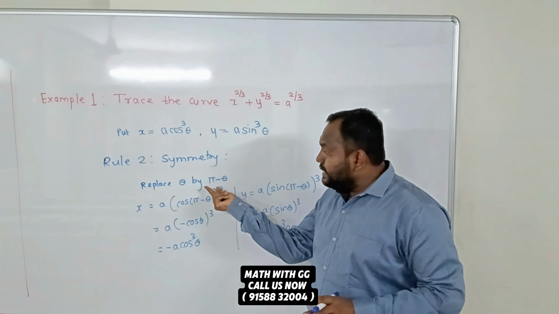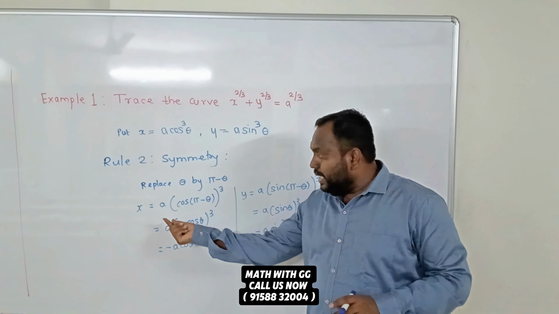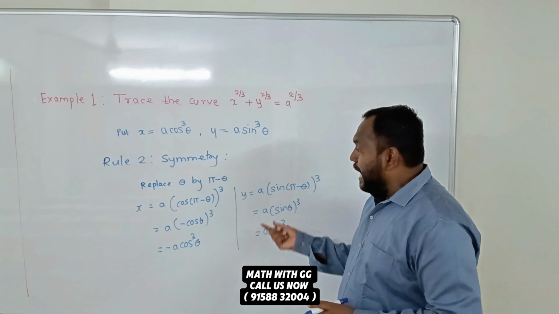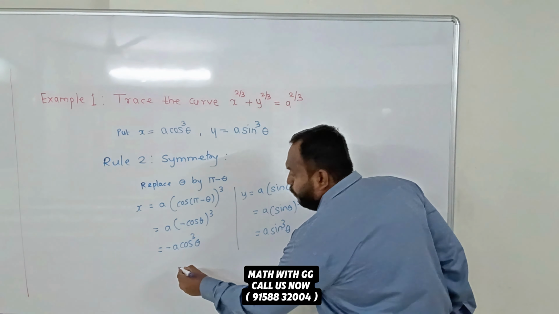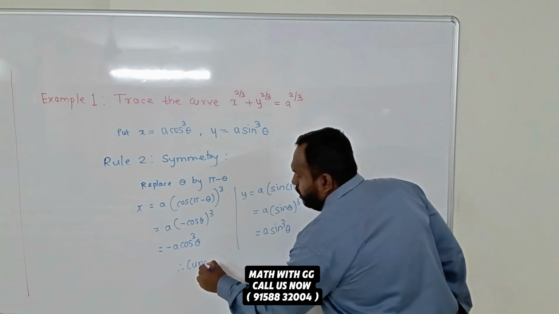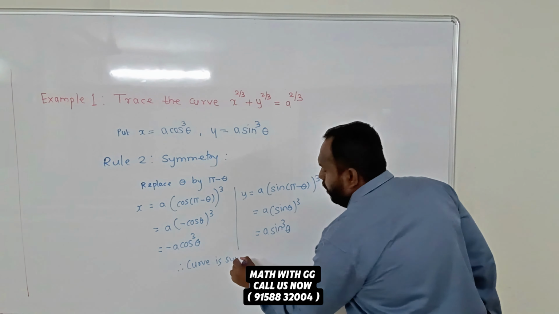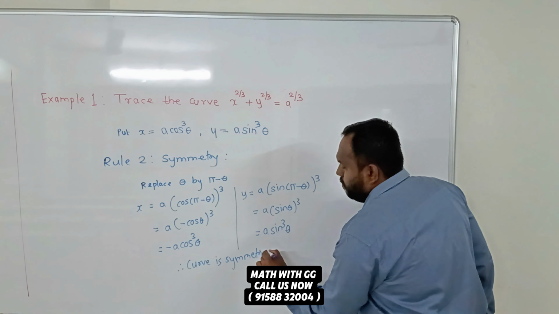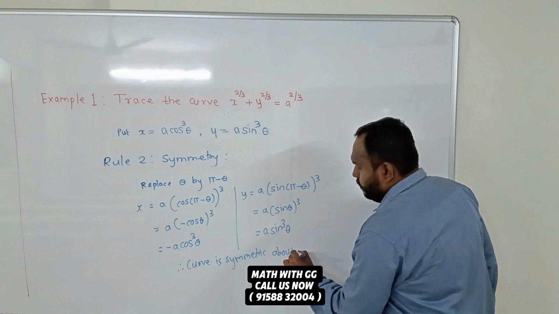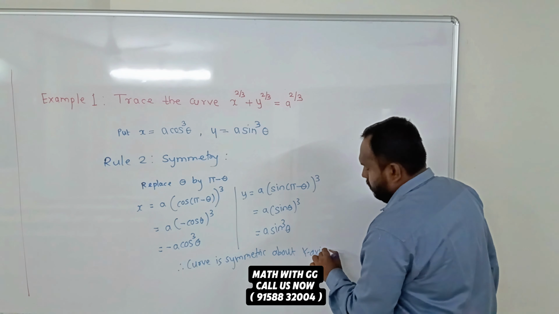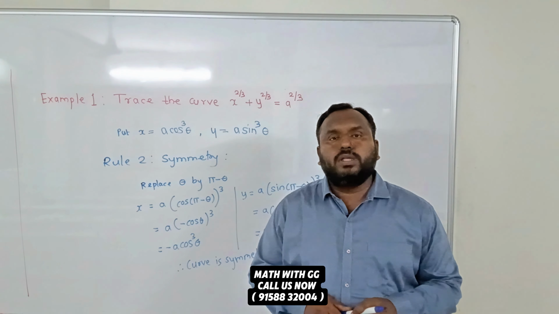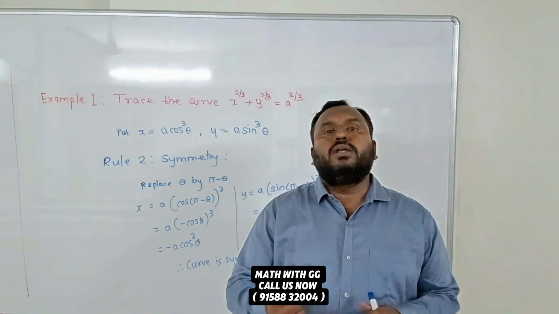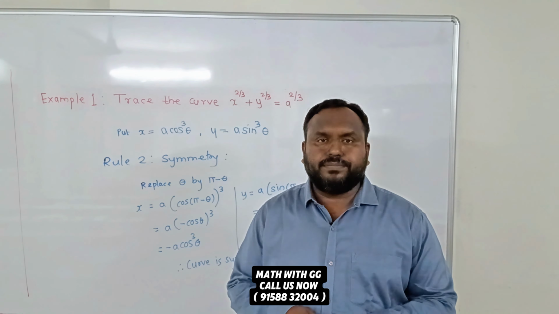If by replacing theta by pi minus theta, we get x changes by sign only and y remains unchanged, the curve is symmetric about y-axis. Therefore, the curve is symmetric about y-axis also. So, in this rule, we have studied the symmetry of the curve. Now, let's study rule number 3.